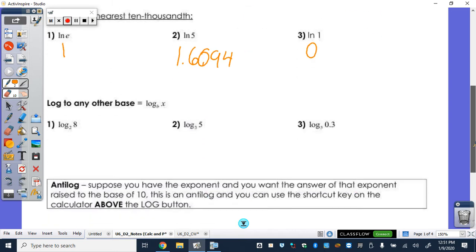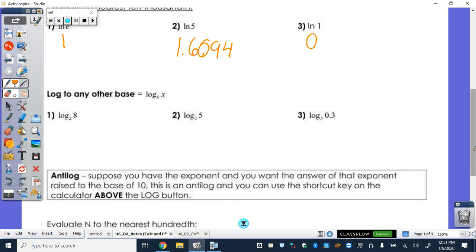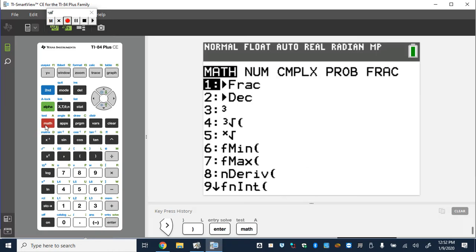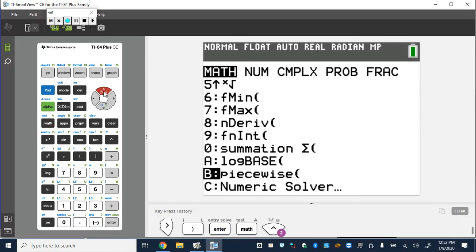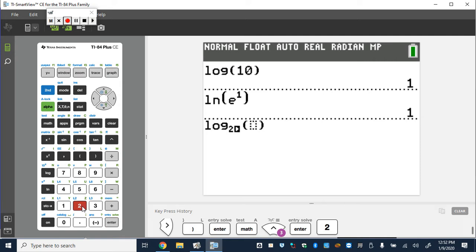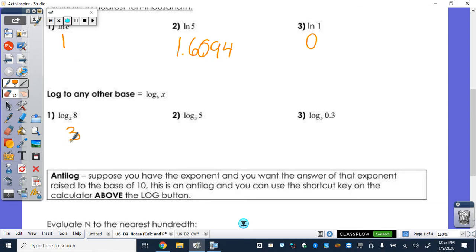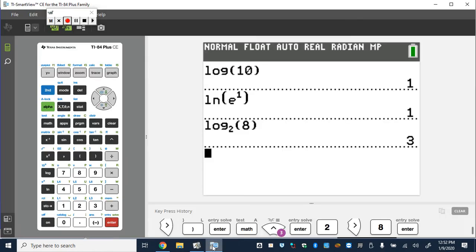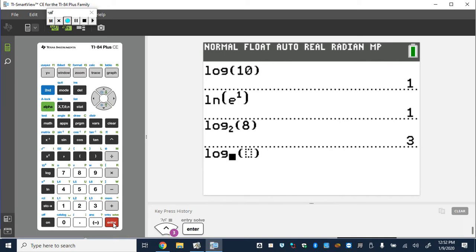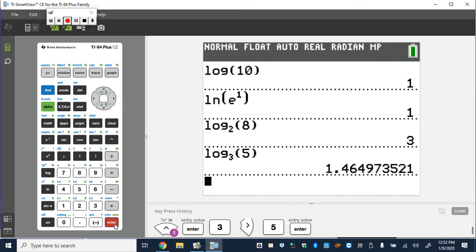And then any other base. So this was the new one I showed you before we did our warm-up. You just go to the math button, go to the log base. Log base 2 of 8, so we get 3. So log base 3 of 5 gives us 1.4649, so that's 1.4650.